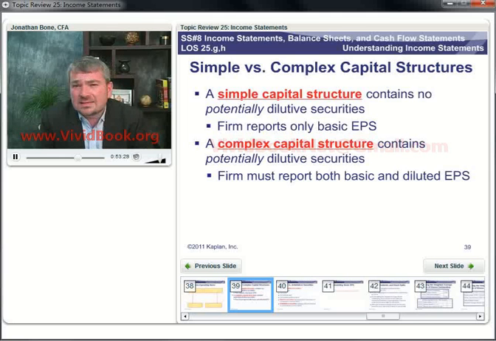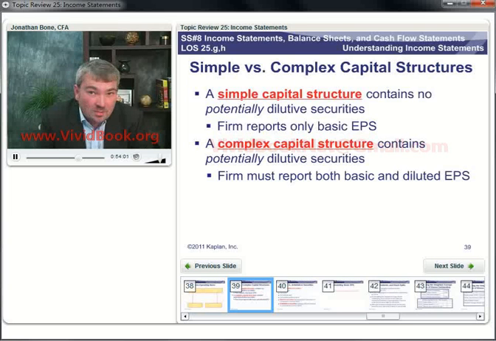Well, that leads us to ask straight away, what is a potentially dilutive security? It's anything that the company has in issue that could be converted into new shares in the company at a later date. So it could be convertible bonds, it could be convertible preferred stock, it could be employee stock options, it could be warrants. Now, essentially, if you don't have any potentially dilutive securities, then you only need to report basic EPS, earnings per share.